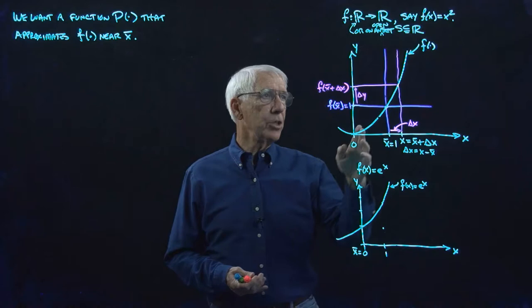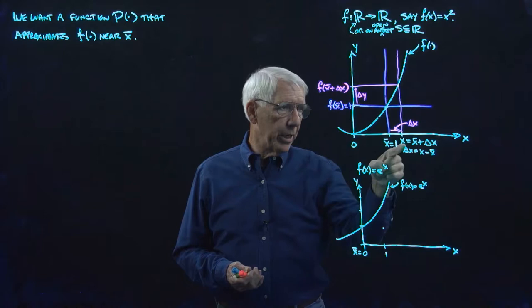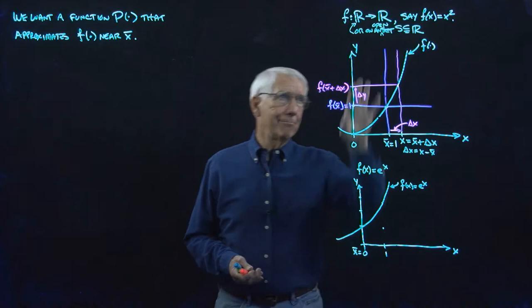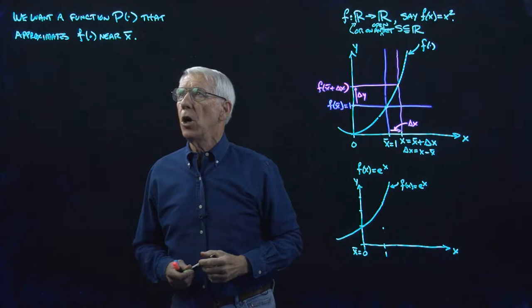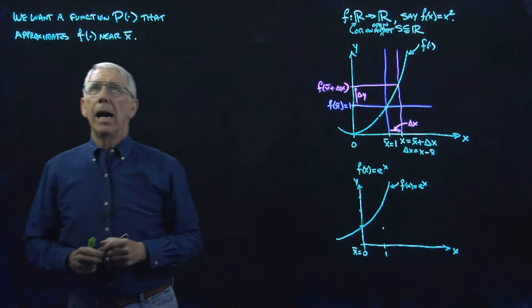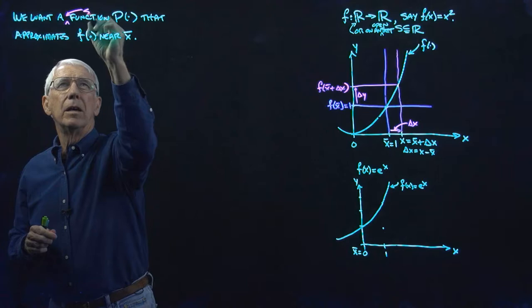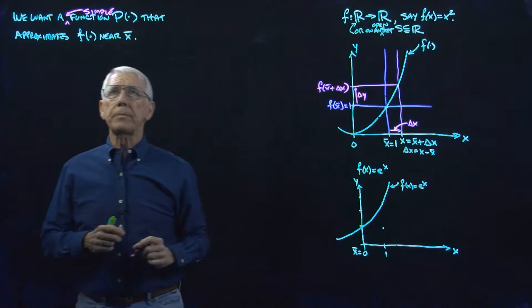I want to find some function that I can use that will tell me approximately what the value of x squared is at x bar plus delta x. Again, it's not especially difficult in this case because it's a fairly simple function. So in general, I want to find a function that will do this. And I've called it p for a reason that will become clear in just a little bit. But let's say what I want is a simple function. In fact, I want something even simpler than x squared. So let's say what I want here is a simple function that will do this.